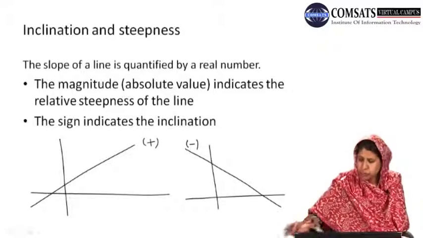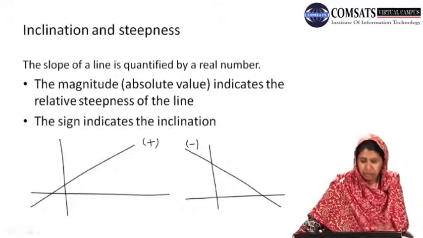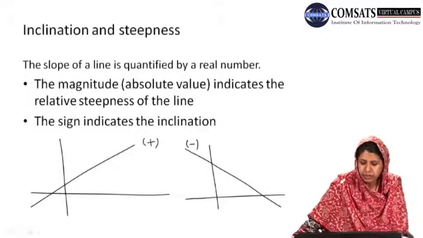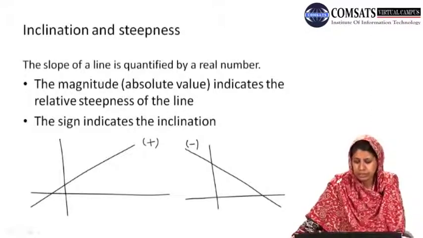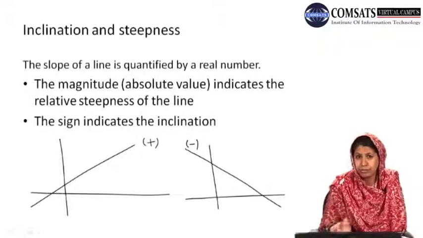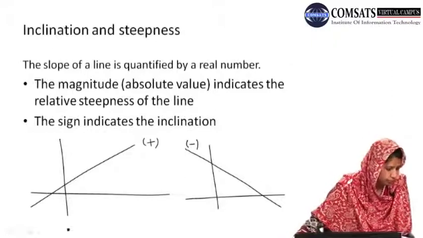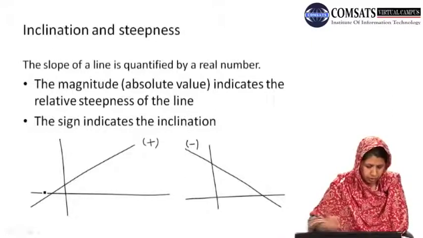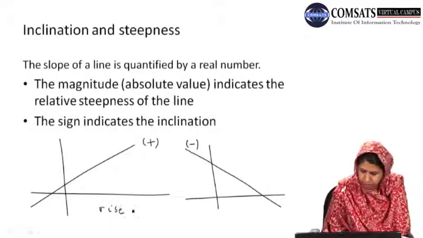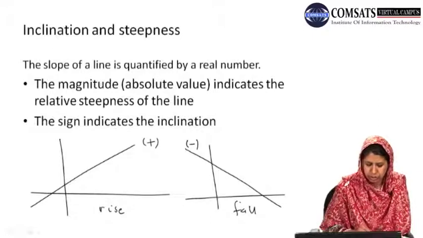So whenever we know the slope of a line, the magnitude will tell us the steepness, how steep the line is, and the sign plus or minus will tell us in which direction we should plot our line, from left to right or from right to left. In this case it is rising, and in this case it is falling.